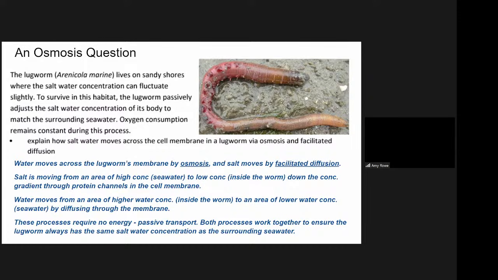In contrast, water is moving from an area of higher water concentration inside the worm to an area of lower water concentration, or lower water potential, in the seawater by diffusing through the membrane. These processes are passive transport. They require no energy, and they work together to ensure that the lugworm always has the same saltwater concentration as the surrounding seawater. So our lugworm is able to passively move water and salt around using both osmosis and facilitated diffusion to maintain the same concentration as the seawater it's living in.